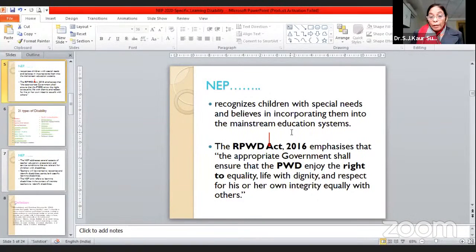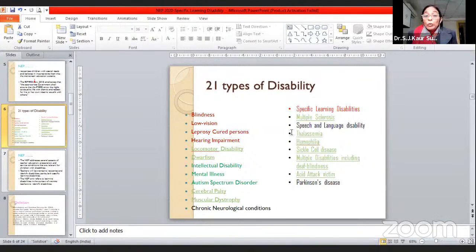Now, the RPWD Act identified 21 types of disability: blindness, low vision, leprosy cured persons, hearing impairment, locomotor disability, dwarfism, intellectual disability, mental illness, autism spectrum disorder, cerebral palsy, muscular dystrophy, chronic neurological conditions, specific learning disabilities, multiple sclerosis, speech and language disability, thalassemia, hemophilia, multiple disabilities including deaf-blindness, acid attack victim, and Parkinson's disease. They have identified these, and CBSE gives relaxation to all these types of disabilities in school education and in examinations also.